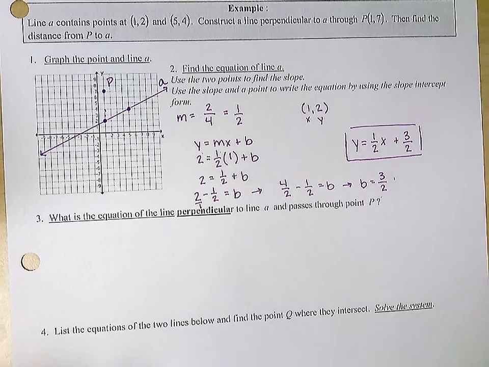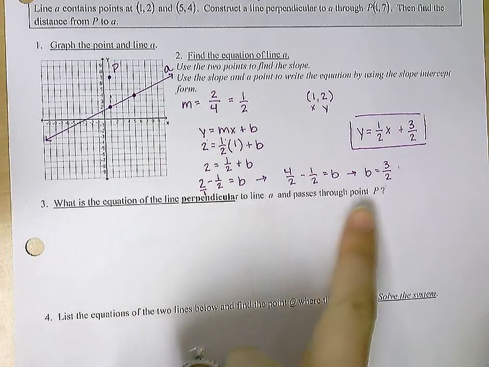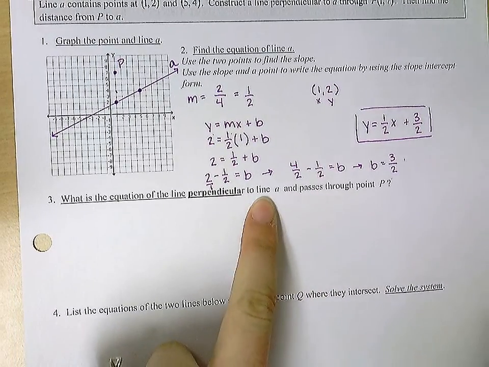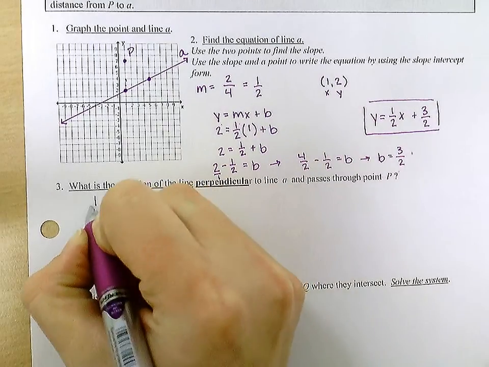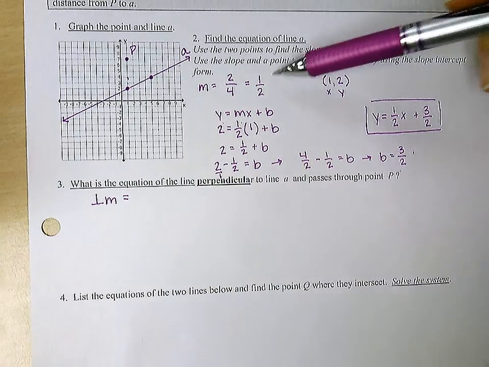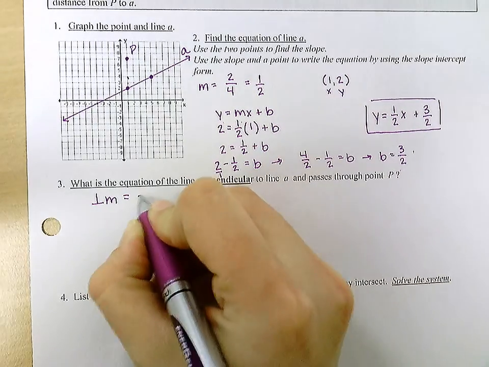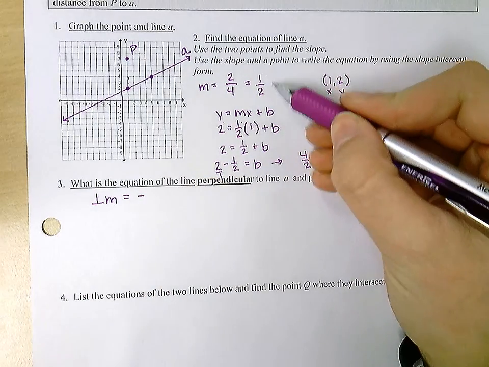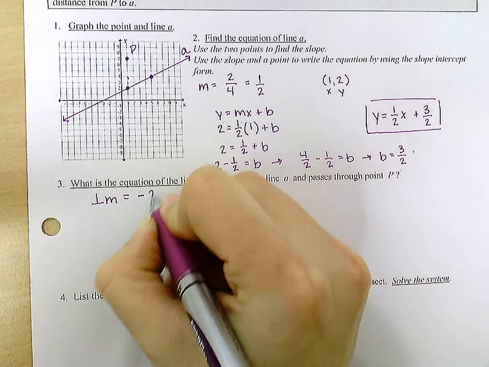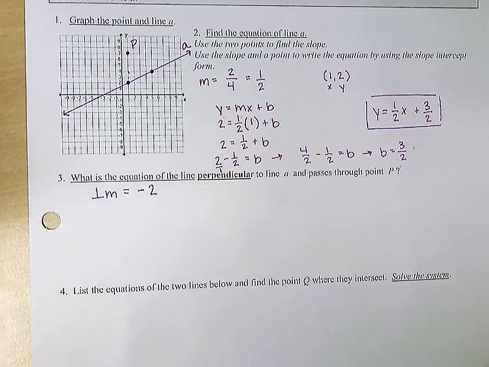Next, I need the equation for a line perpendicular to line A through point P. What is the equation of the line perpendicular to line A that passes through point P? If we're trying to make this perpendicular to A, I need a perpendicular slope. Since my slope for line A is 1/2 and it's positive, I need the opposite reciprocal of that. Opposite would now be negative. Flip your numerator and denominator for the reciprocal, which is 2/1 or just 2. So our perpendicular slope is -2.